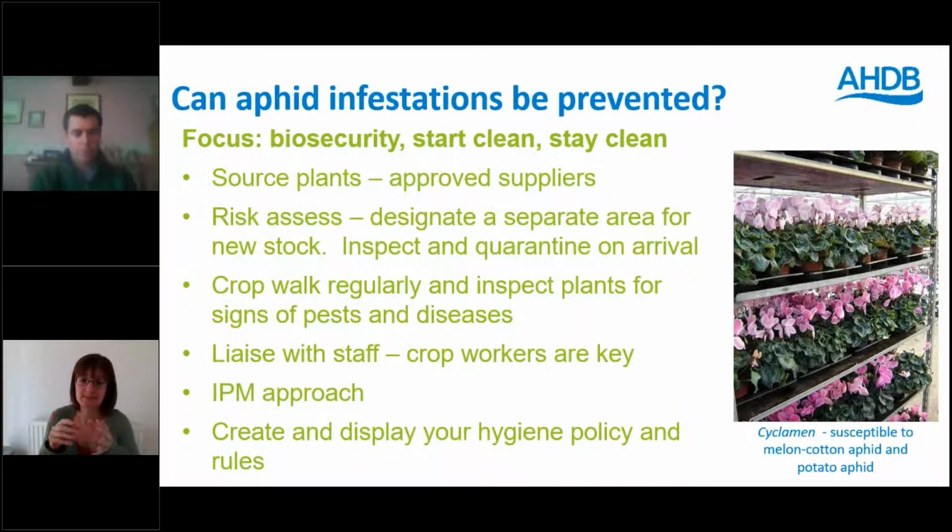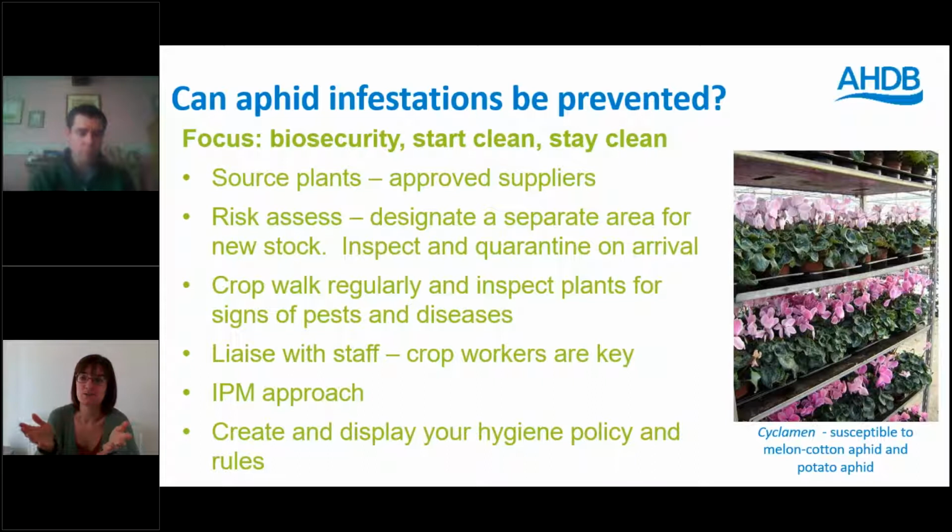So that's number one. Secondly, risk assess. When plants come in, you want to inspect and potentially quarantine on arrival. In the quieter months, when you haven't got too many plants coming in, it's fairly easy to check on those when they arrive, inspect them and make sure they're free of pests. But what do you do when you suddenly get to the height of spring and summer and you've got loads and loads of plants coming in?